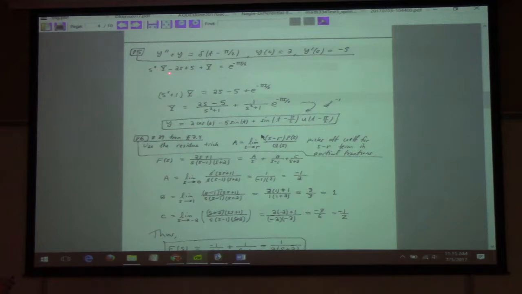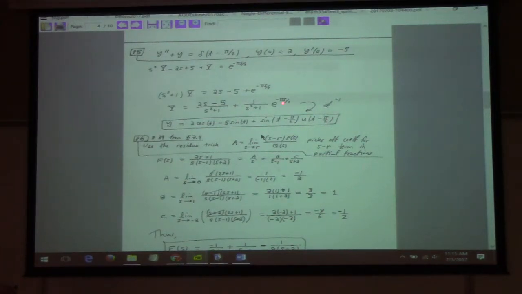So we get s² Y minus 2s, minus y'(0), which is a plus 5 because there's a minus 5 there, plus Y. And then the Laplace transform of the delta function is just e^(-2πs). Then I solve for big Y by doing the usual algebra, and it gives me this. Now this piece right here just inverse Laplace transforms to twice cosine 2t minus 5 sine t.